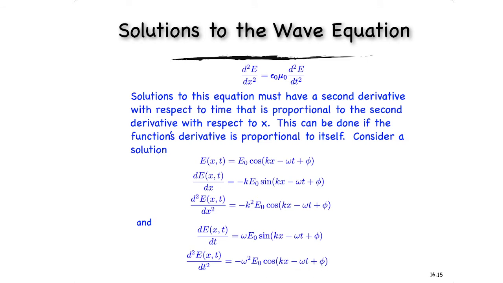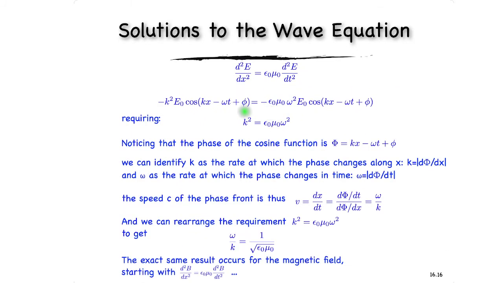I have a function E naught cosine of kx minus omega t plus phi that when I plug into this equation, on the left side I get something proportional to the original function. On the right side I get something proportional to the original function. And this equation can be satisfied if those constants of proportionality, k squared and omega squared, make this equation work out. So let's move those up.